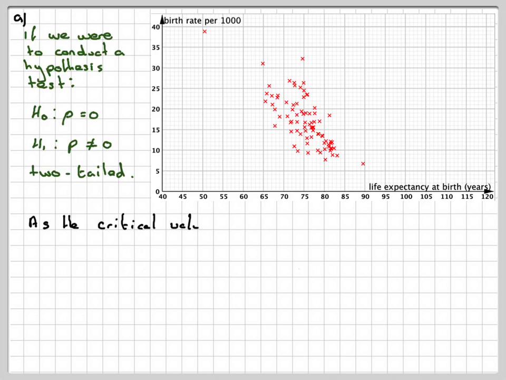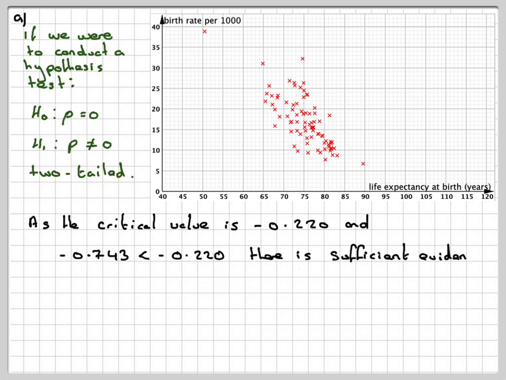Therefore, as the critical value is minus 0.220, it has to be minus because we've got negative correlation here, and minus 0.743 is less than minus 0.220, then there is sufficient evidence for H1 of correlation. So you just need to write this bit down in your exam script.